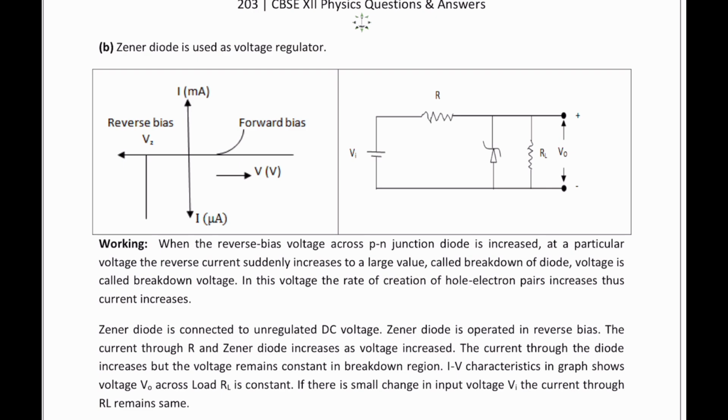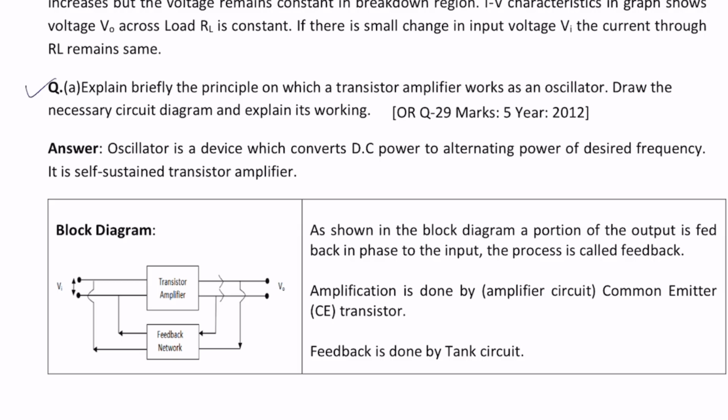Okay, now let's move to the next question. Explain briefly the principle on which a transistor amplifier works as an oscillator. Draw the necessary circuit diagram and explain its working.